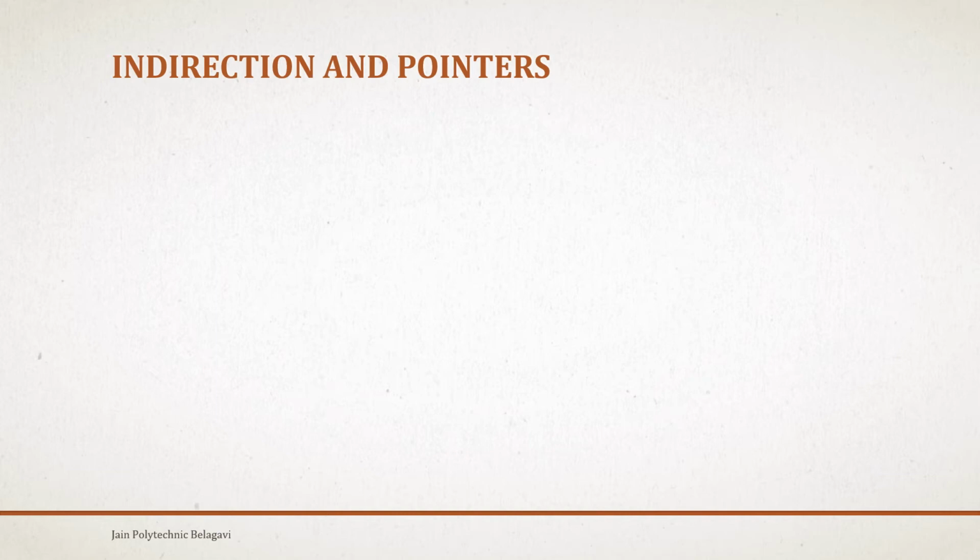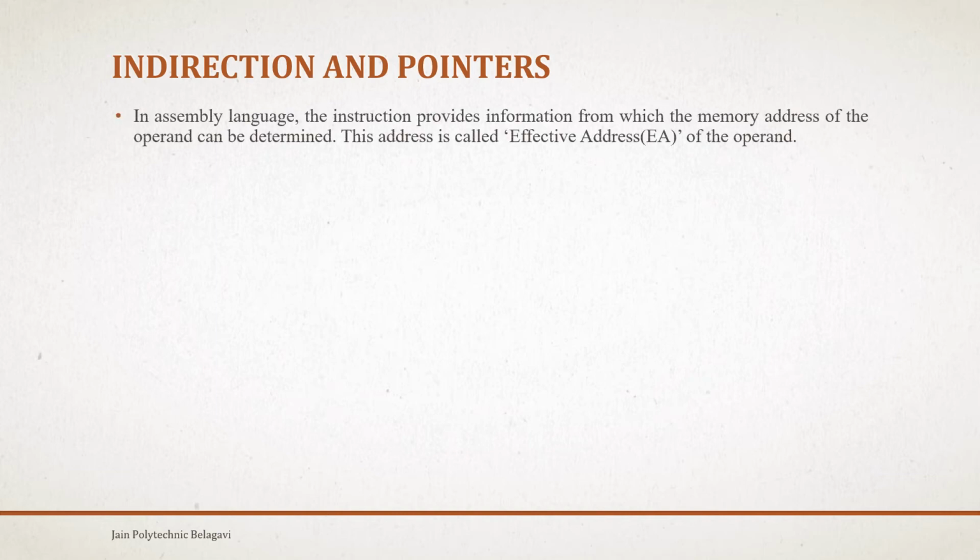Now we'll go for indirection and pointers. So what is this indirection and pointers? In assembly language, the instruction provides information from which the memory address of the operand can be determined. This type of address is called the effective address of the operand. If you want to get the address of the operand as the effective address, we can use indirection.